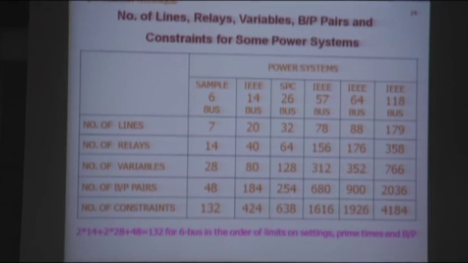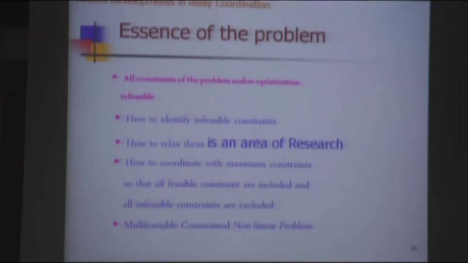For a system of 6 bus, there will be 132 constraints. For a system of 14 bus, 20 lines, there will be 424 constraints. So you can realize that as the system size grows, there will be more and more constraints, and it becomes a huge non-linear optimization problem, whose solution will be found in a non-linear environment. It is a combinatorial problem, making cumbersome constraints in opposition to each other.